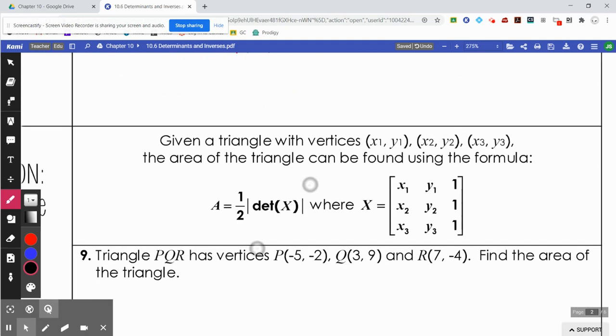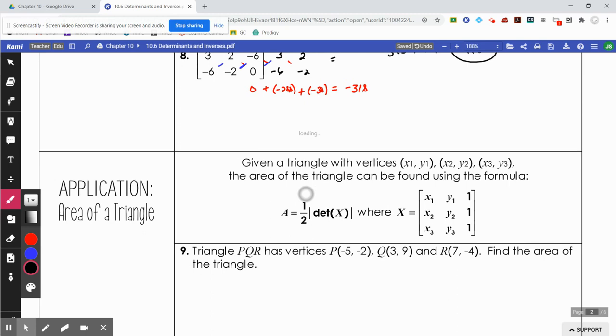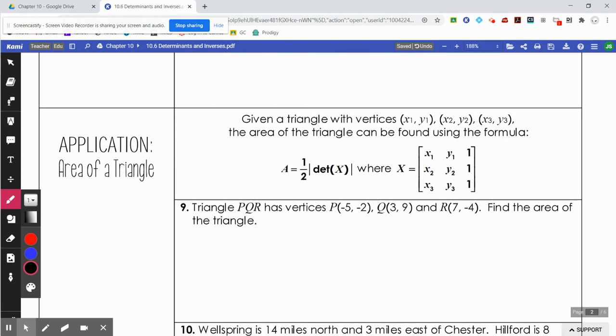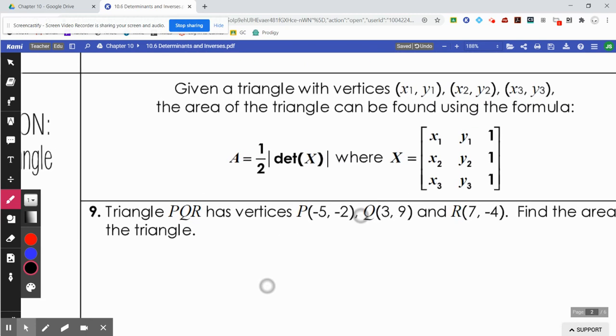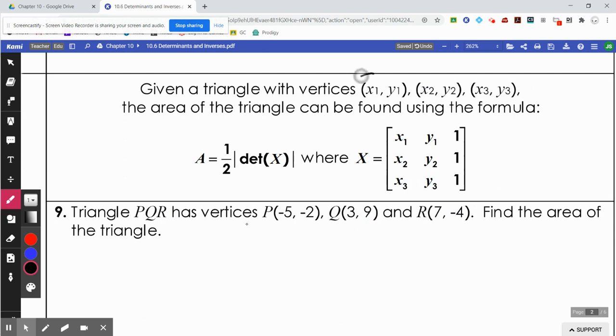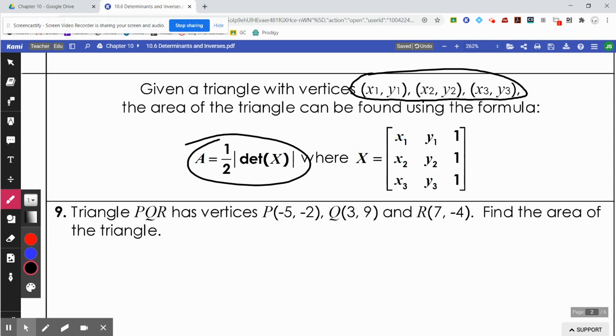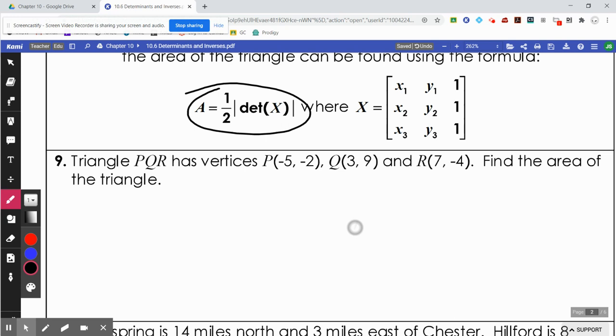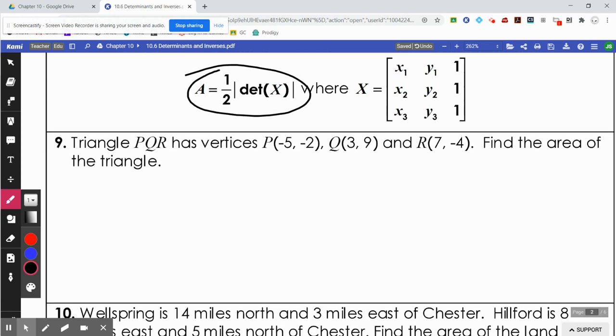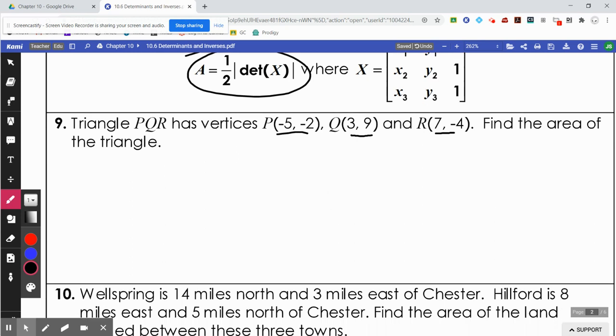Okay, next up, let's actually look at some applications. One of those applications is finding the area of a triangle. Given a triangle with these vertices, so if you're given some points that are the vertices of the triangle, the area can be found by using this formula. Area is 1/2 times the determinant of your matrix X here. So triangle PQR has these vertices. So let's create that matrix.